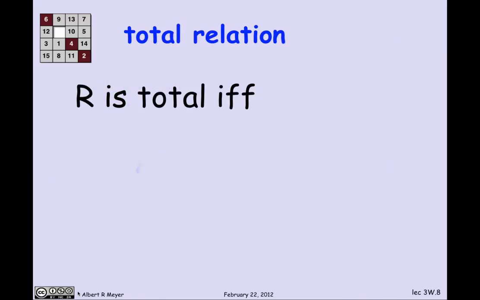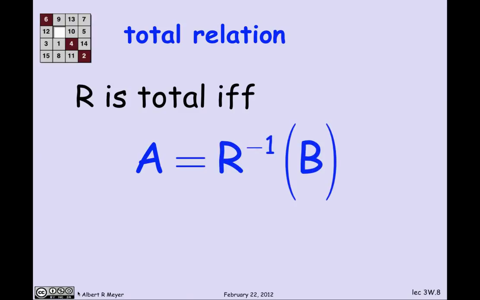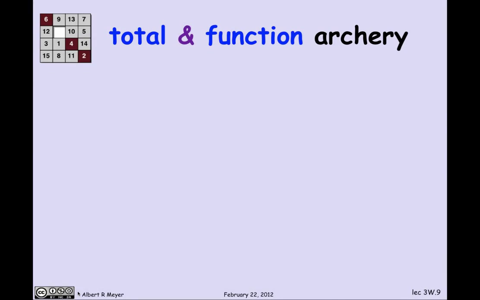Another way to say total is to say that if you look at the inverse image of the codomain, it is equal to the domain. That means if you take all the arrows that are coming out of the domain and you turn them around, and you look at all the things that have arrowheads into them, it's the entire domain. So that's what R inverse of B is. A nice slick way to say it using relational operators and sets related to applying relations.